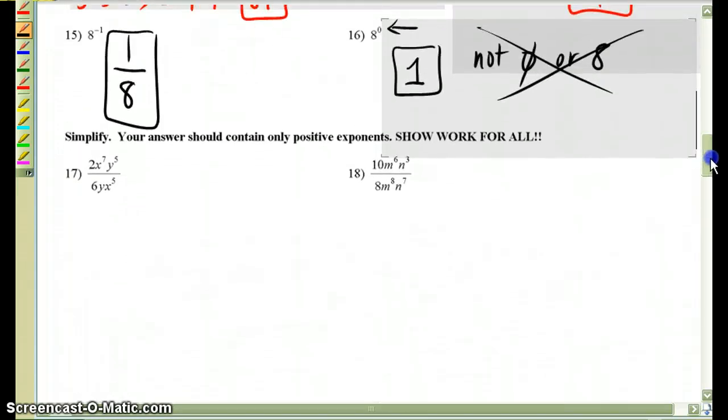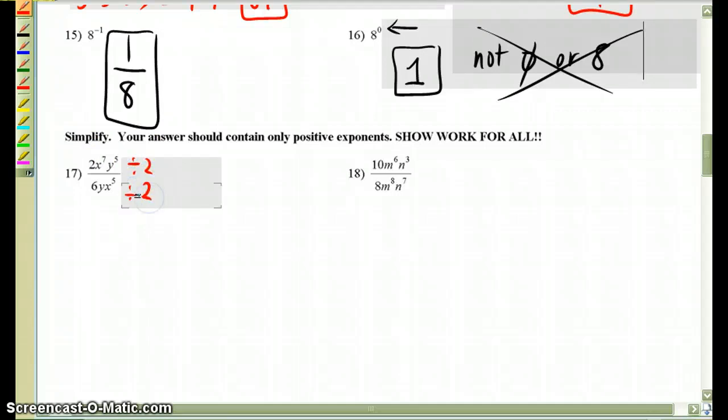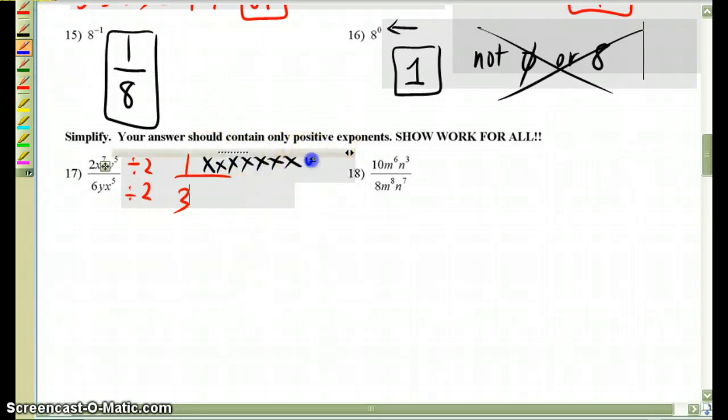Number 17, we are simplifying some fractions with exponents in it. 2 and 6 can both be divided by 2, so when I simplify that number, I get 1 over 3. Then I'm going to, I don't remember, so when in doubt, expand out. Expand it. X, there's 7 of them. Y's, there's 5 of them. So 1, 2, 3, 4, 5.